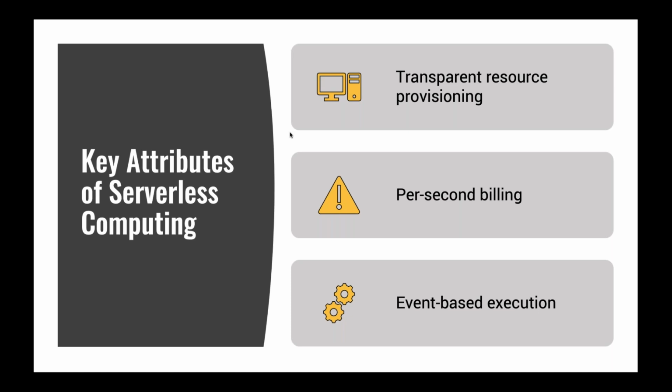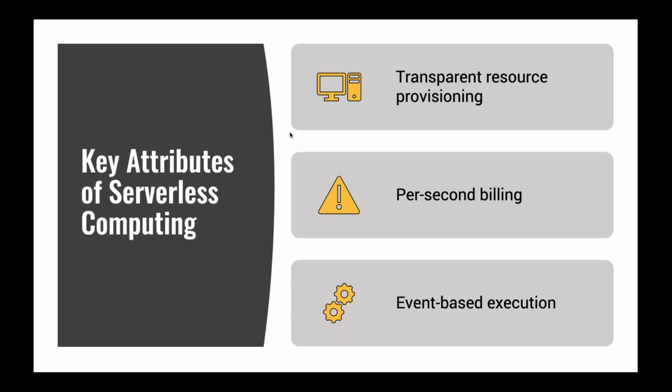The function is just there. And when an event takes place, it gets invoked or kicked off as a process. And that is what is called event-based execution. So to qualify for serverless computing, you need to have these three attributes: transparent resource provisioning, per second billing or invocation-based billing, and event-based execution. So these three are what will qualify a service to be serverless.